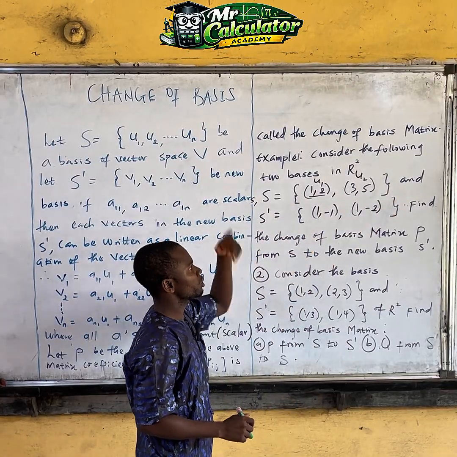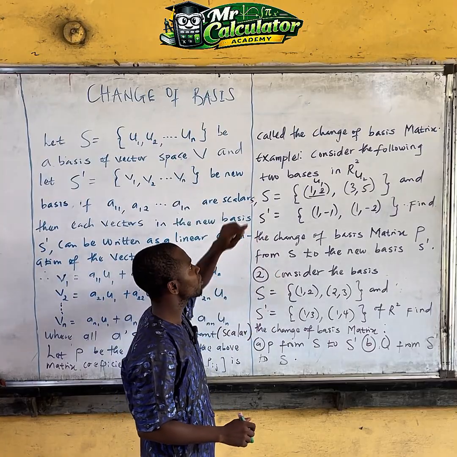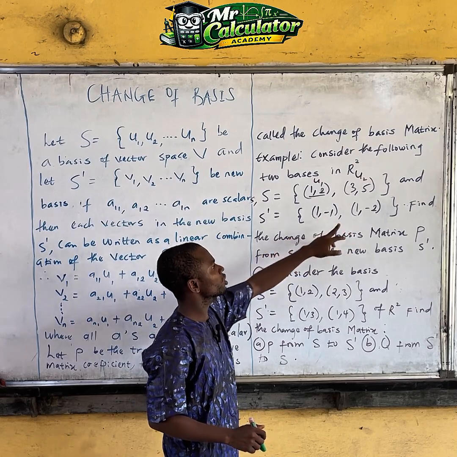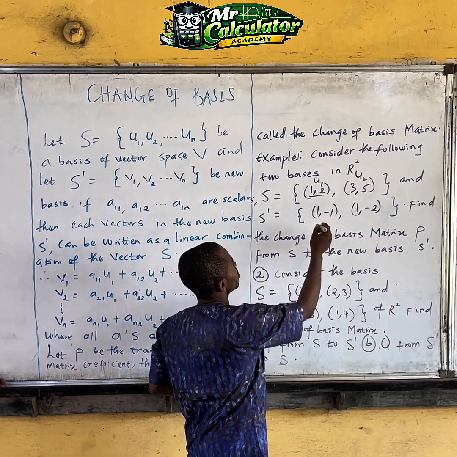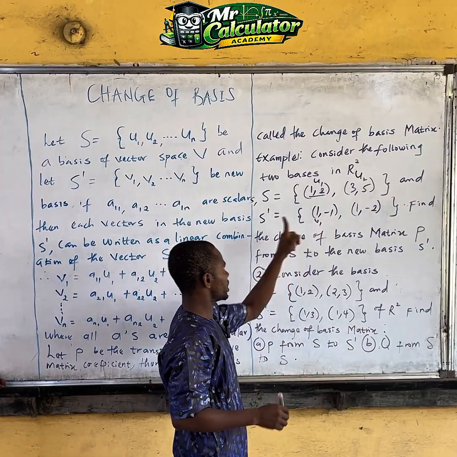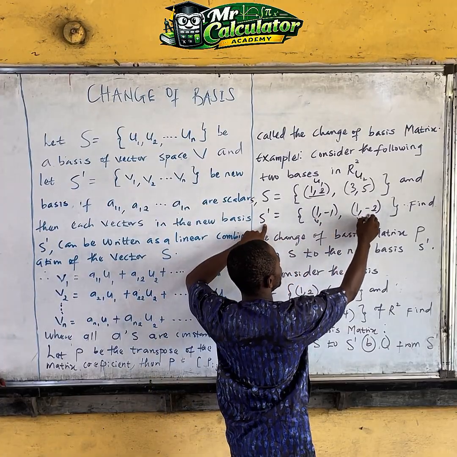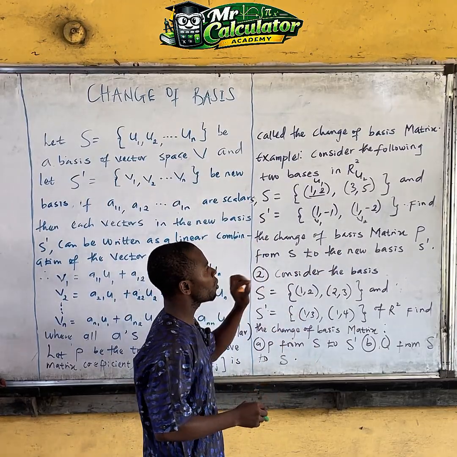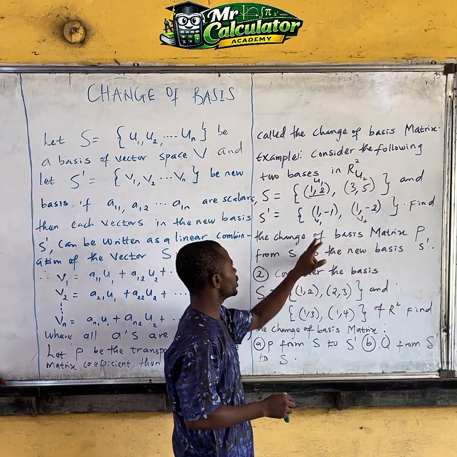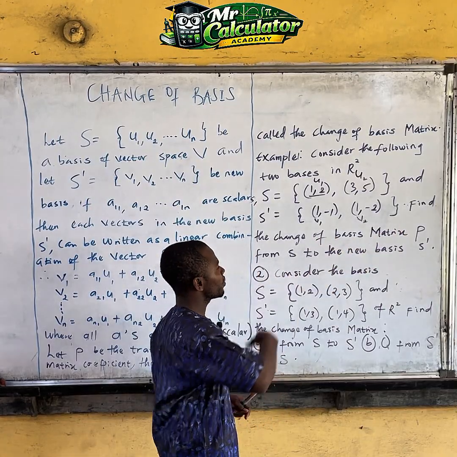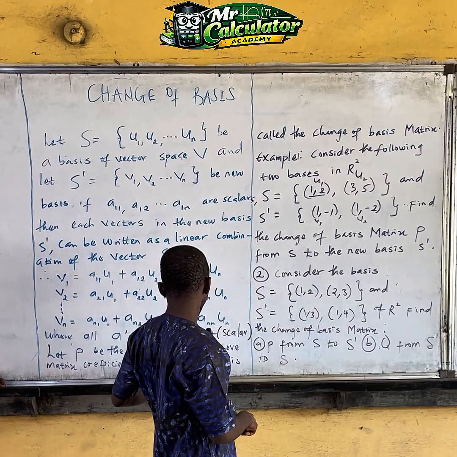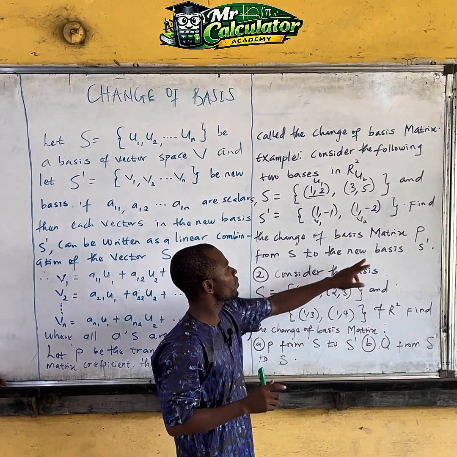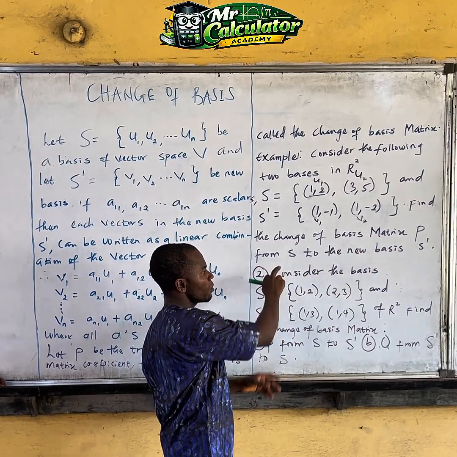And S prime, which is the new basis, or the second basis, is (1, -1) and (1, -2). Note, we can call this V1, which is a basis in S prime, and this V2, which is a basis in S prime. The question now says, find the change of basis matrix P. Don't forget that P is called the change of basis matrix.